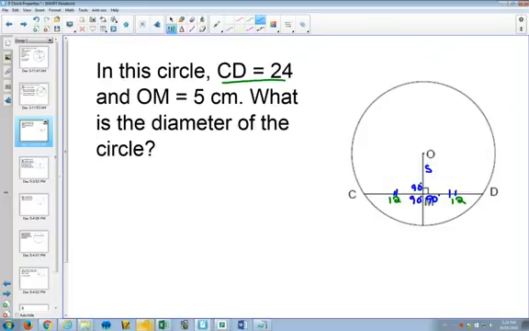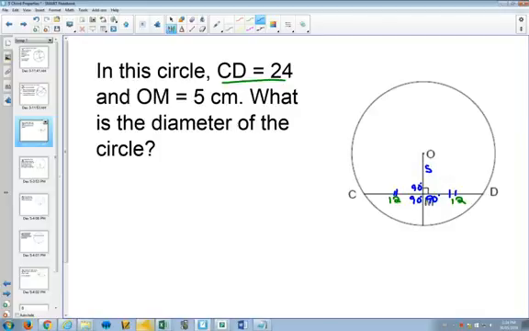So now we still need to find out how long the diameter is. Is there a diameter drawn in this picture? No. We've got a chord, and that chord isn't a diameter. We want to find out how long the diameter is. Can you see that the diameter is going to be longer than 24? Yes. Because the chord is already 24, and our diameter is going to be longer.